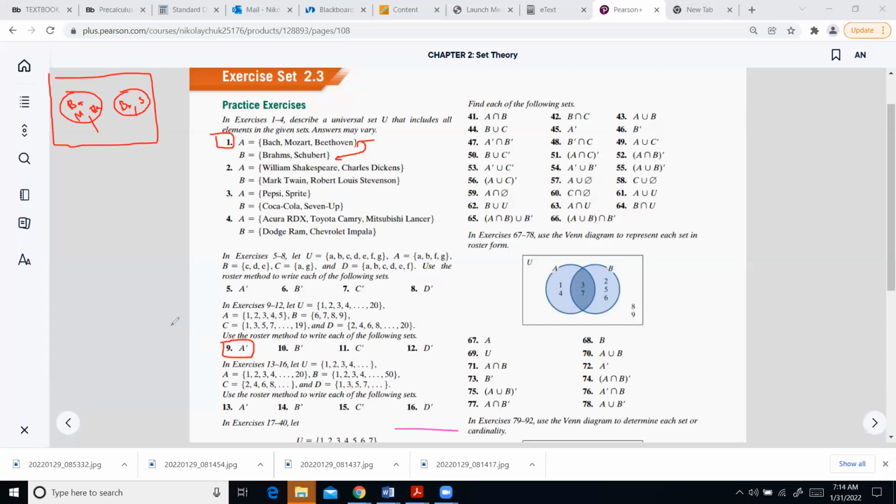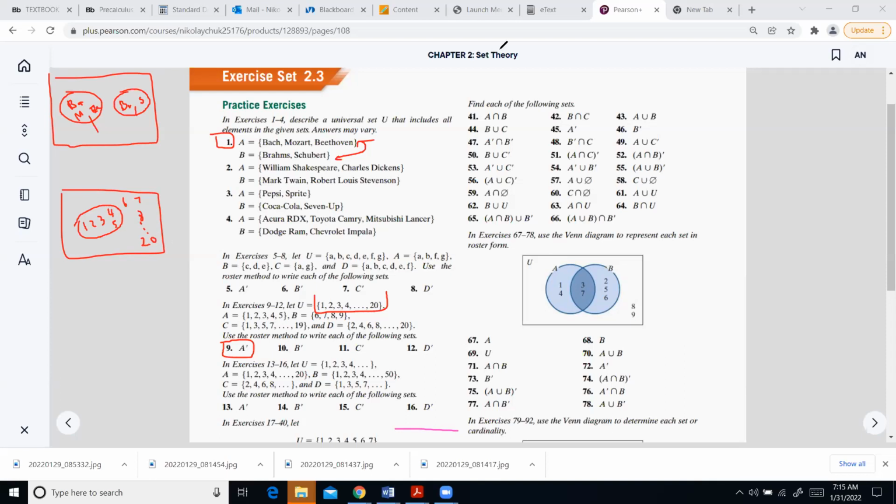So let me try to do this for exercise number 9 as well. In this exercise, they have set A that consists of numbers 1, 2, 3, 4, and 5. So that's our set A. And then they also say there's a universal set here that has all other numbers up to 20. So they're talking about 6, 7, 8, etc., all the way to 20.